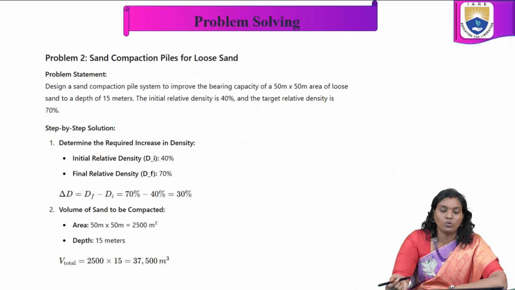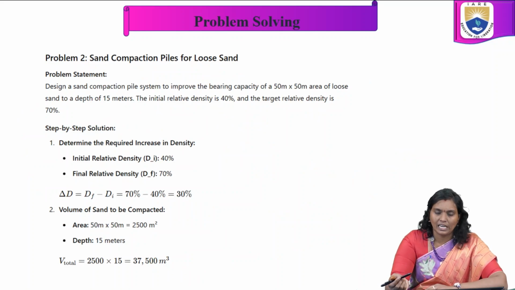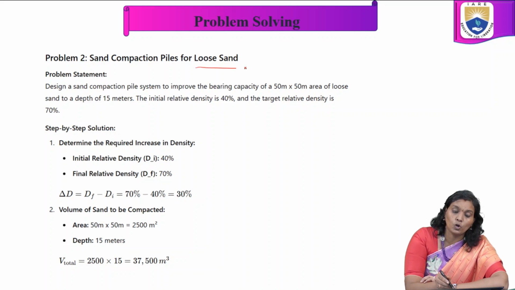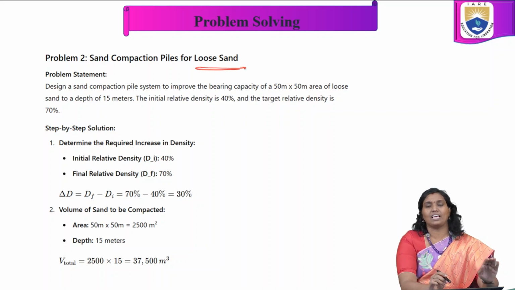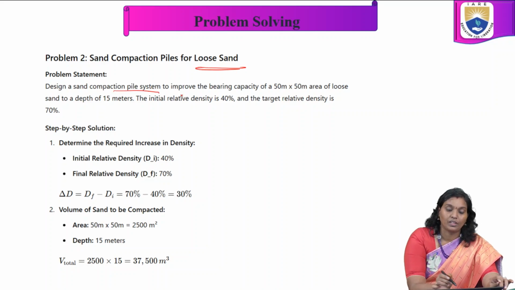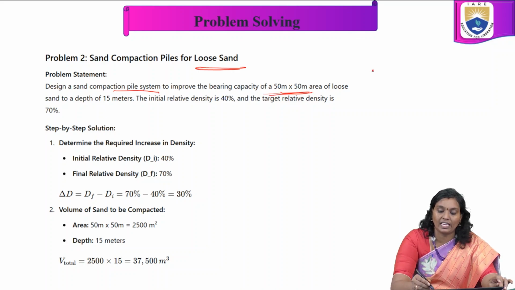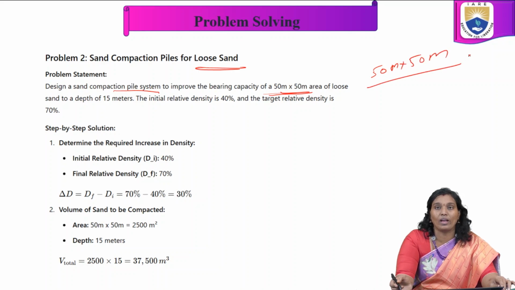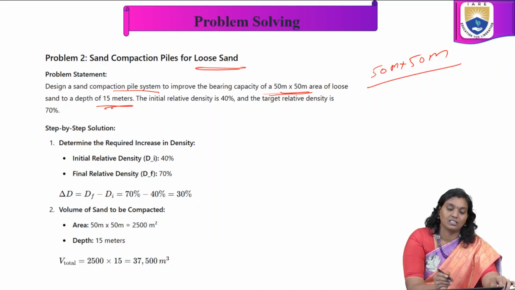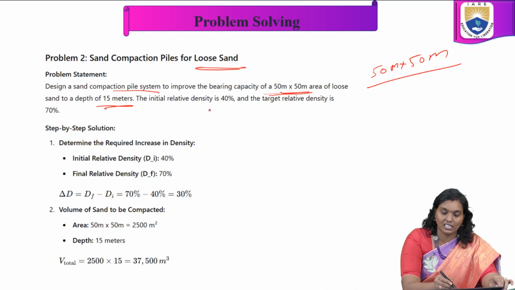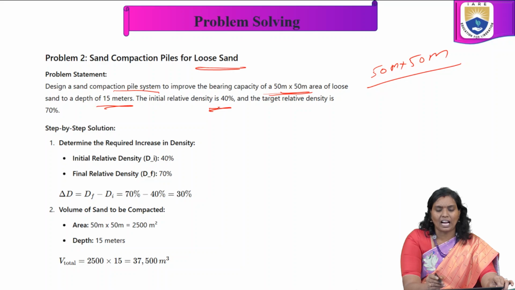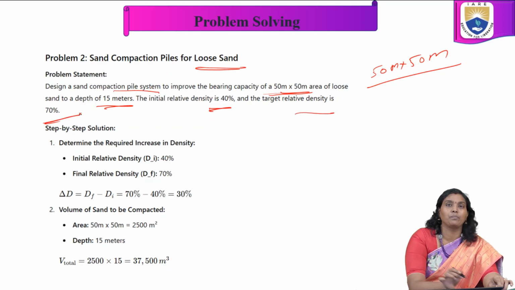And also move on to another kind of problem statement, that is sand compaction piles for loose sand. So in this sand compaction pile system, to improve the bearing capacity, here also they mention the area, that is equal to 50 meters into 50 meters. It's a square area of loose sand at a depth of 15 meters. The initial relative density is 40% and the target relative density is 70%.